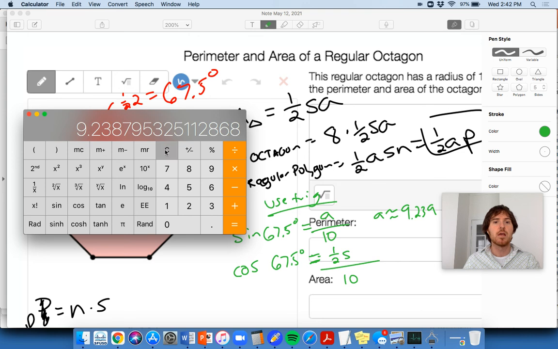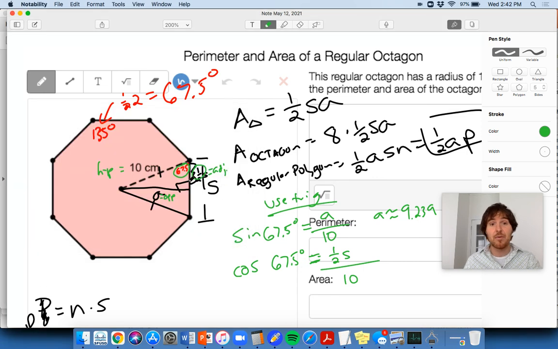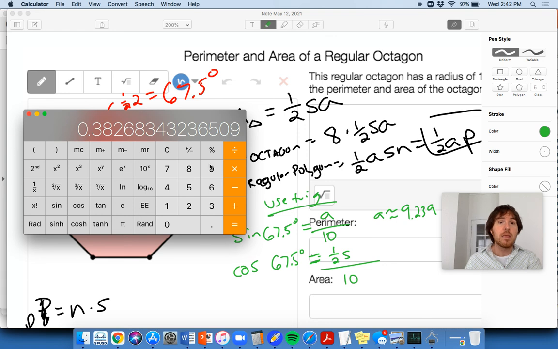So I'm going to do cosine of 67.5 degrees. What's the sign? I hit the wrong button. 67.5. I'm going to hit cosine. I get 0.3826. That's the cosine. That makes sense that the adjacent side length to the hypotenuse ratio is going to be a lot smaller than the opposite side to the adjacent, because 67.5, again, is a pretty big angle right there. Big acute angle, at least. Okay? So I got this.